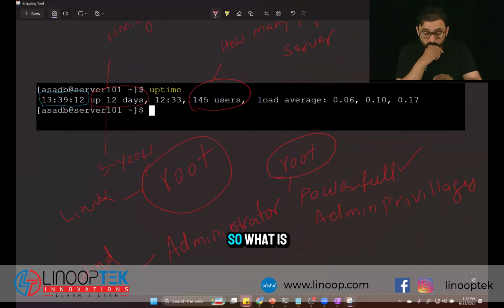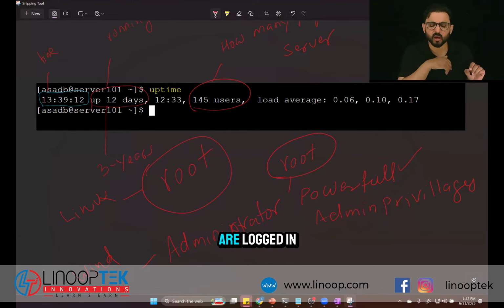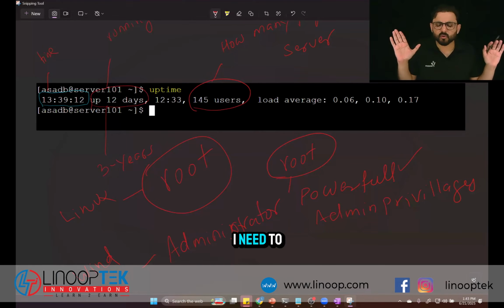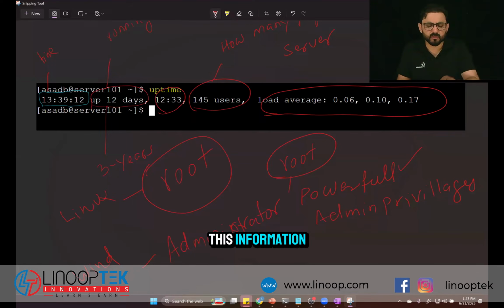Okay. So what is the system time? Time as of right now. How many days the server has been up and running? How many users are logged in? This is all I need to know for now. This information, we will talk about later.